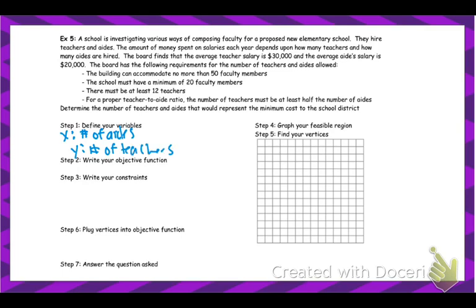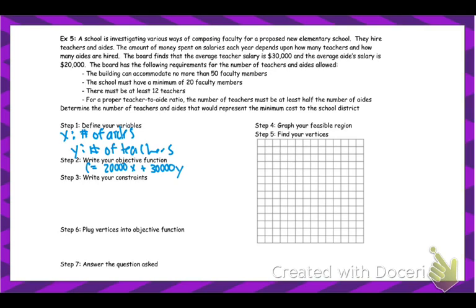Step 2, we're going to create our objective function. This is going to be that C equals equation, and it's going to have an x and a y. This is the equation that really helps us answer the final question: how many teachers and aides can we pay for the lowest amount of money. So we need to consider the number of teachers and aides versus their pay. Our objective function would be 20,000x plus 30,000y, because the number of aides times their salary plus the number of teachers times their salary would give us the total amount of money that we're spending.